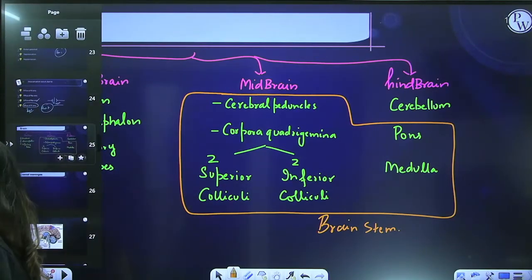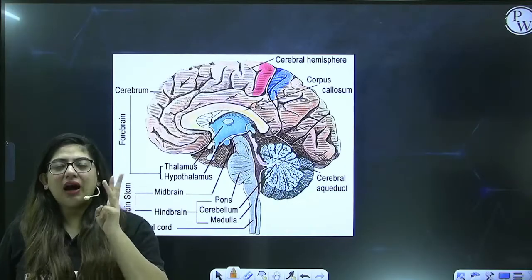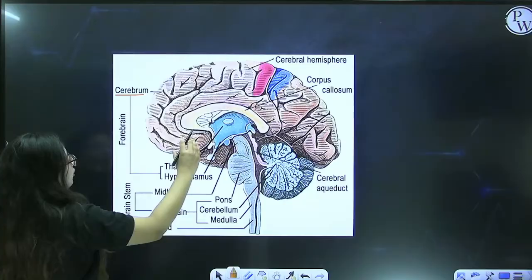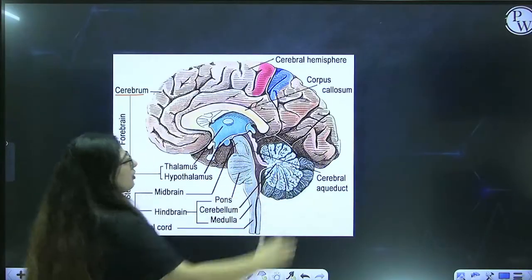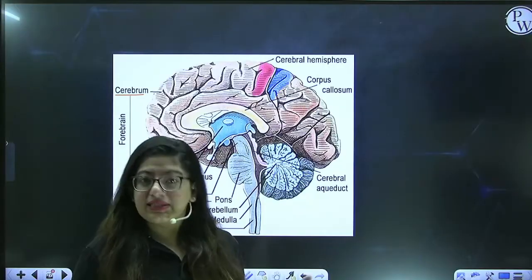Let's see the structure of the brain first. As I've told you, we have 3 parts in the forebrain. One is your cerebrum. So this entire structure, the highly folded structure and the largest part of the brain, is known as cerebrum.